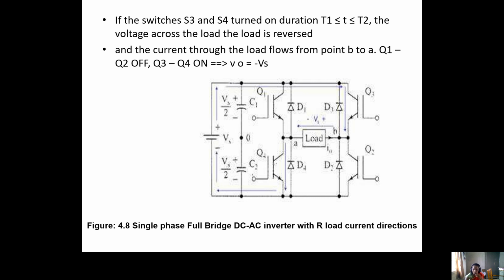So single phase full bridge DC to AC inverter with R load. So the current directions will be like this. Here the current flows from the source to Q3, Q3 to B to A, and then to Q4 and the source. Okay. So this is a single phase full bridge DC to AC inverter with R load. Also the current direction will be Vs to Q3, Q3 to load and load to Q4 and the input. Fine.